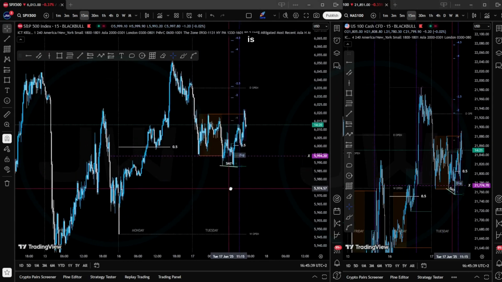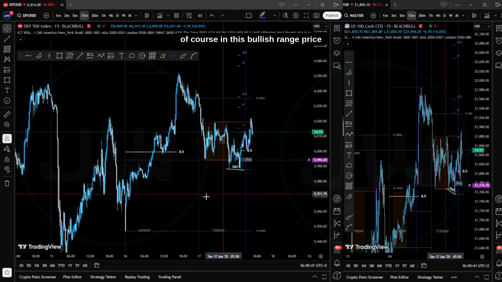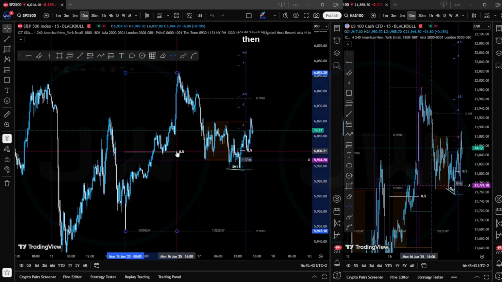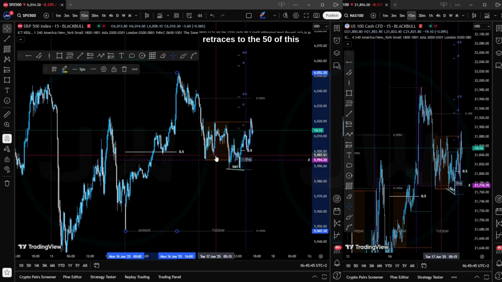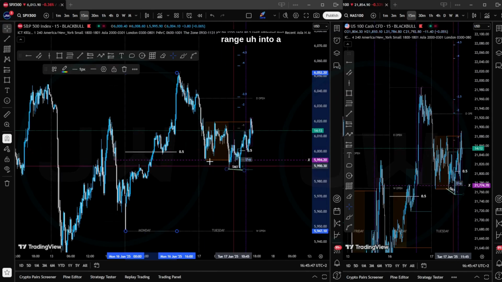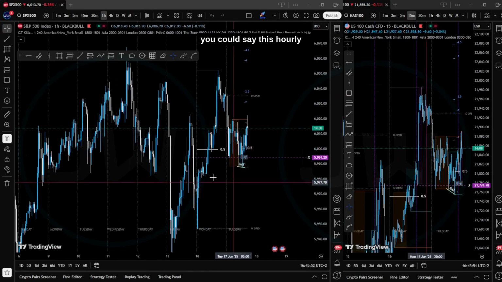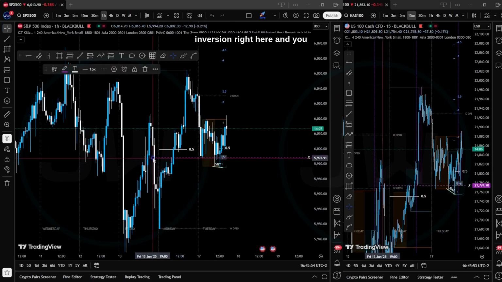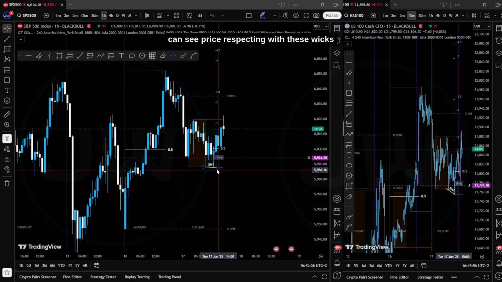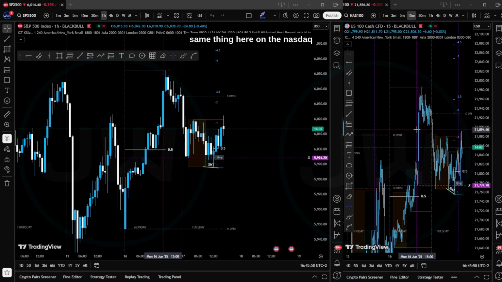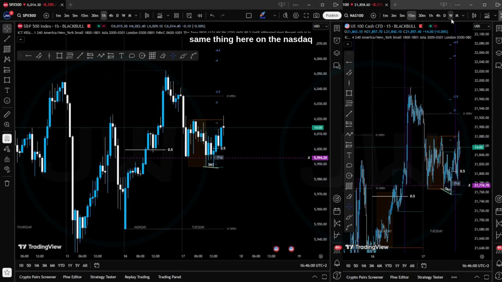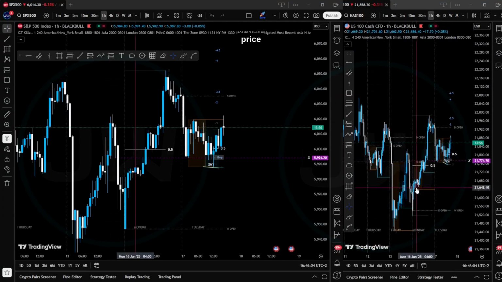Price is of course in this bullish range. Price then retraces to the 50% of this range, into what you could say is this hourly inversion right here, and you can see price respecting it with these wicks. Same thing here on the Nasdaq. Let's just go to the hourly as well.